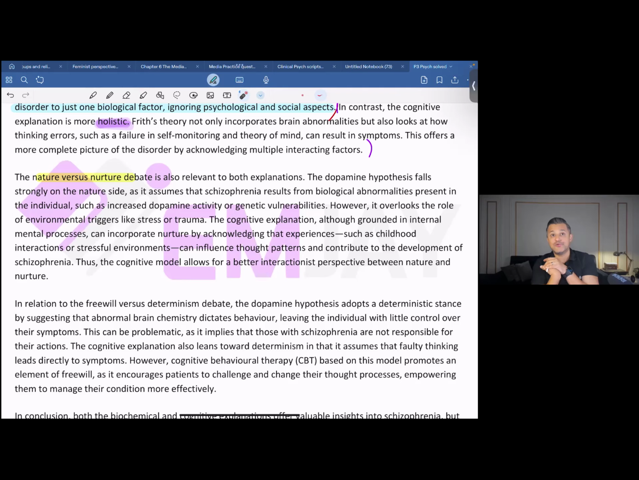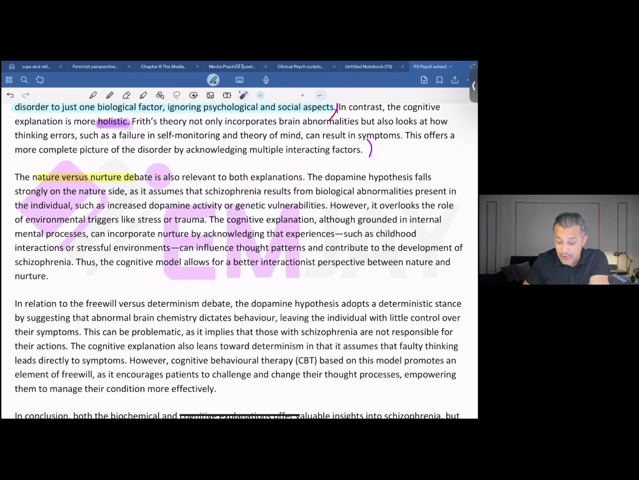What many students do, I've seen many students, is that if nothing works, they try confusing the examiner. Don't do that. That's not helping you anyway. So you try keeping things in order. You write a paragraph, you leave a line, and then start another paragraph, which is a better way to go about it. So the nature versus nurture debate is also relevant to both explanations.